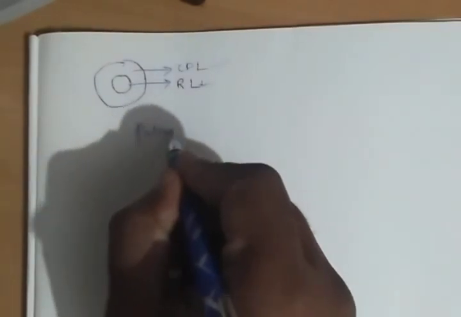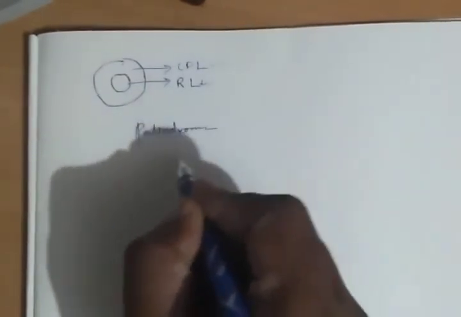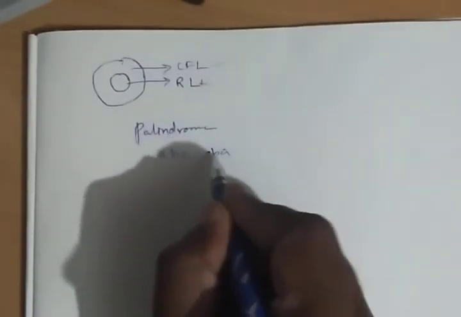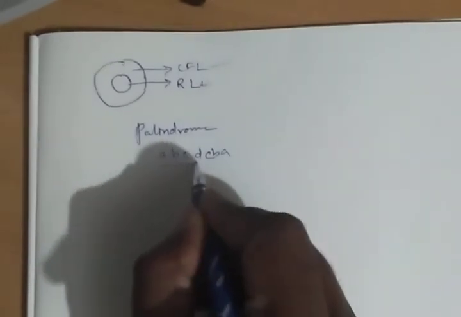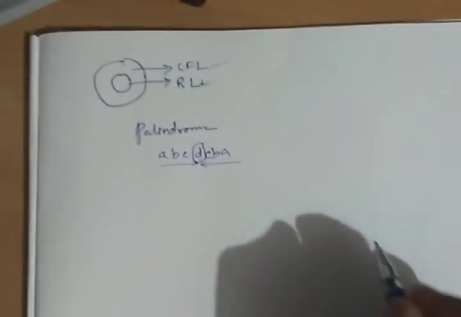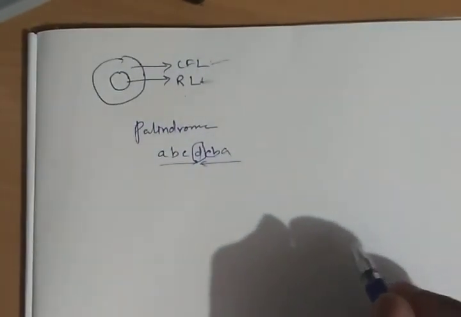In a language of palindromes, what you have to do is compare the first symbol with the last symbol, the second symbol with the second last symbol, the third symbol with the third last symbol, and the fourth symbol with the fourth last symbol. Or if it is an odd length string, in that case you need not compare the middle one.